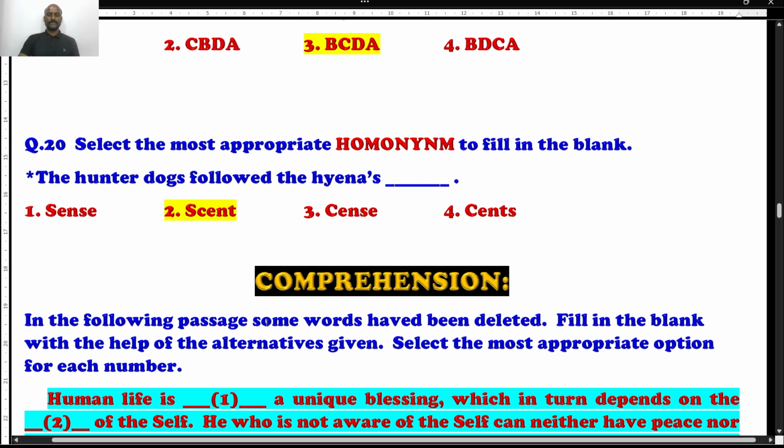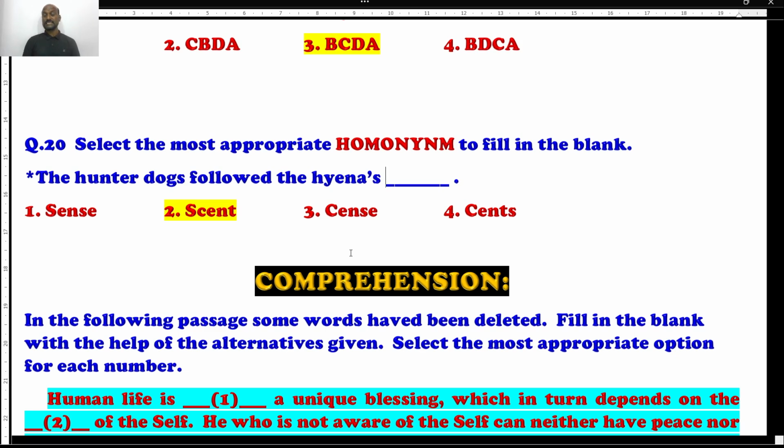Let's see what is the answer. The hunter dogs. You know the dogs which hunt, right? The hunter dogs follow the hyena's scent. Hyena is not there, but the hunter dogs are also known as sniffing dogs. Sniffing is nothing but they catch the smell from a distance.